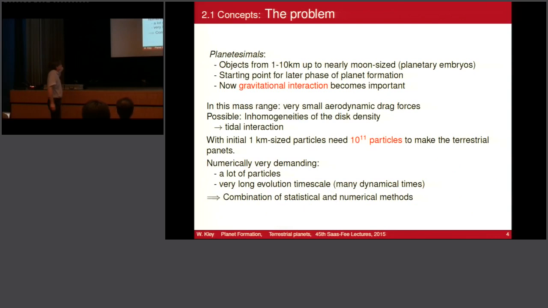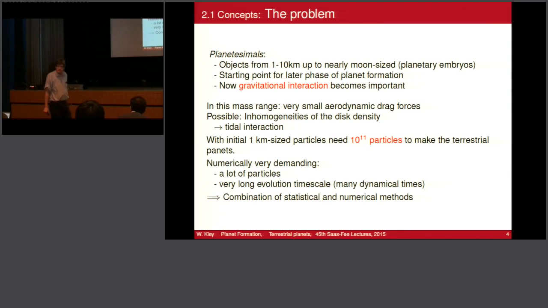We have seen that initially they grow by collisions, and the objects that are in a size of 1 to 10 kilometers are called planetesimals, and they range from this size basically to moon-sized objects. If they have reached the size of the moon, we sometimes call them planetary embryos. That is a term that occurs frequently. These are the objects that finally will lead to the terrestrial planets or to the cores of the massive planets. So this is the starting point for the next phase of planet formation. Now, gravitational interaction, which we could neglect for the very small particles, is important. And the aerodynamic drag acting on these objects is very small in this regime.